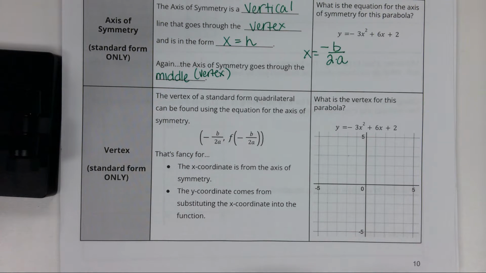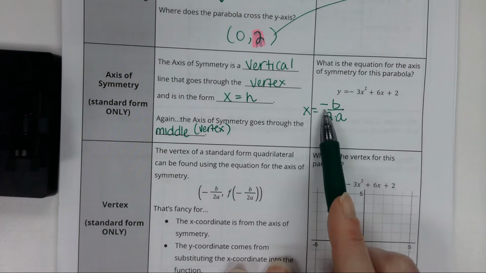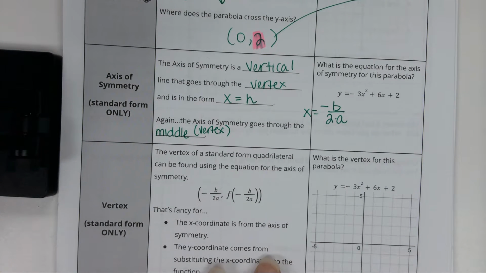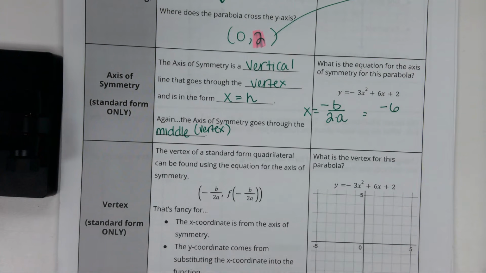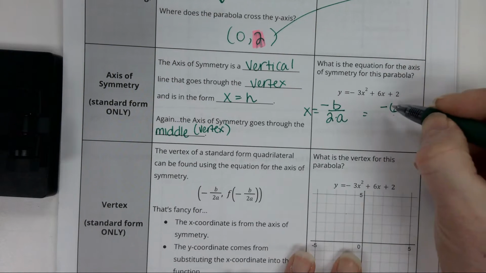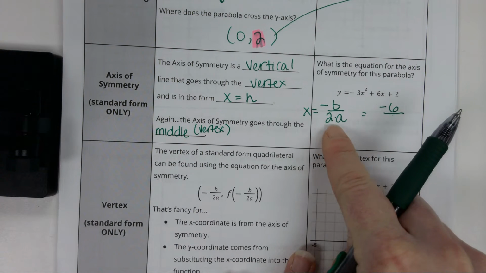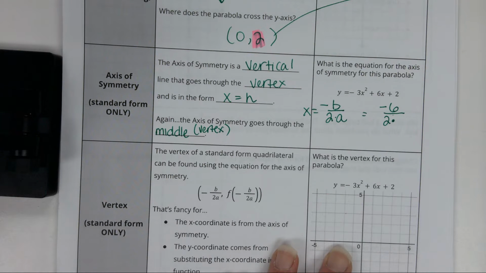All right, so would you guys identify for me, remember how we found up here what A, B, and C were? How would you write the opposite of B? Yes, you want to be real careful. You're always going to take the opposite sign of B. So if it's negative, you're going to write positive 6. In this case, it's positive, so we write negative 6. On the bottom, we're going to write 2 times A. 2 times what's in the A spot? Negative 3.